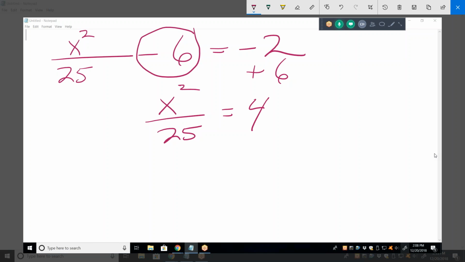All right, so now we have that. Now I can multiply to get rid of that denominator. But notice, I don't have to multiply 25 times 6. I have to multiply 25 times 4, which is a lot easier. So what's the next line?